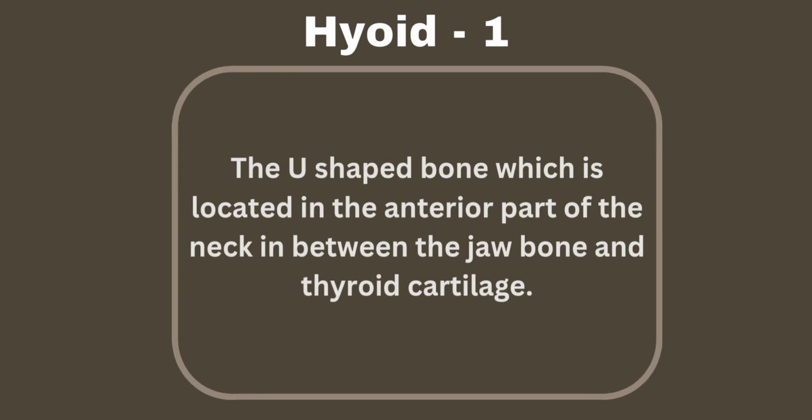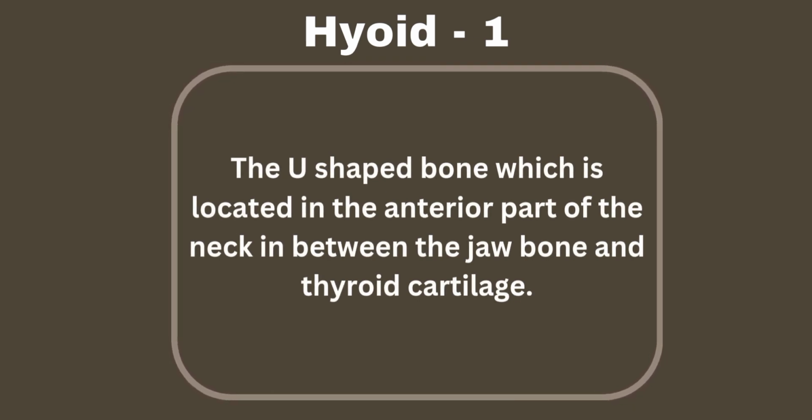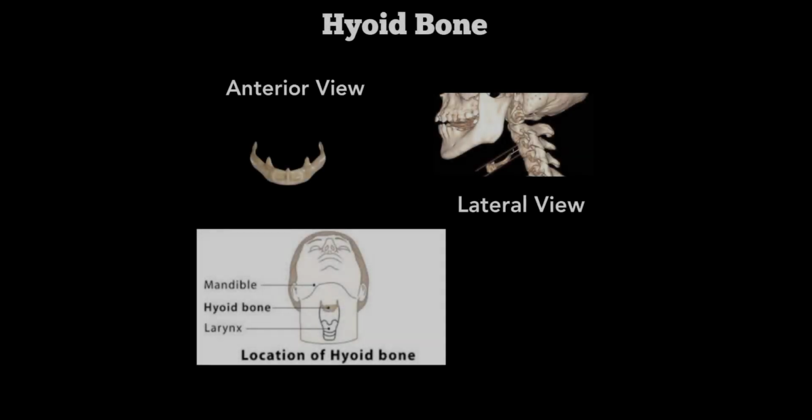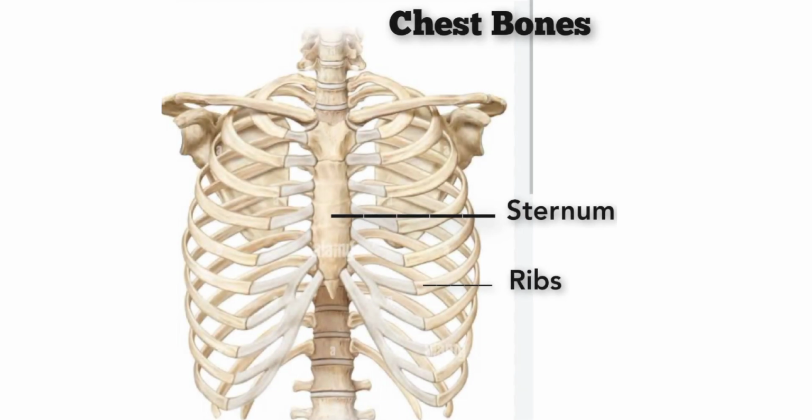Hyoid: the U-shaped bone which is located in the anterior part of the neck between jawbone and thyroid cartilage. The anterior and lateral view of hyoid. Chest bone: sternum 1 and ribs 24. The chest bones along with the spine form a thoracic cage which protects the major organs such as heart and lungs.